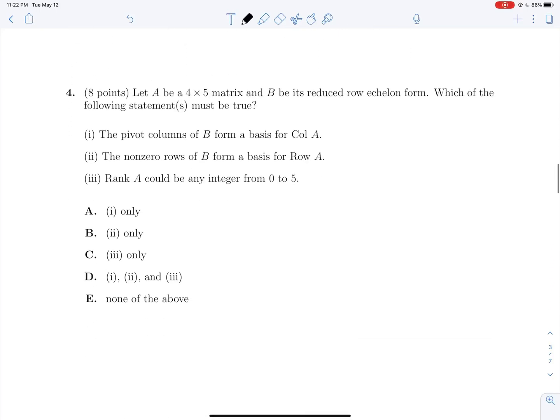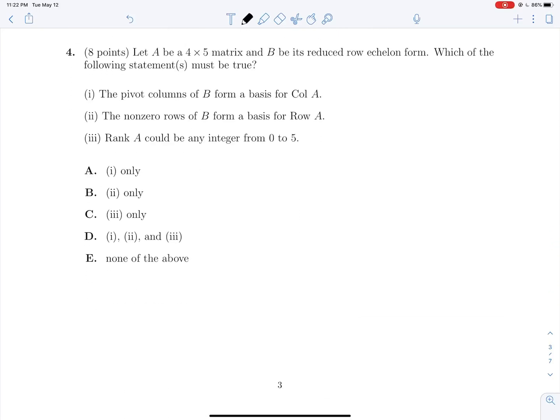Hope that makes sense. Question 4: let A be a 4x5 matrix and B be its reduced echelon form. Which of the following statements must be true? So we have 4 down, 5 across, so our matrix is wider than it is tall. What is true? 1: The pivot columns of B form a basis for col A, the column space of A.